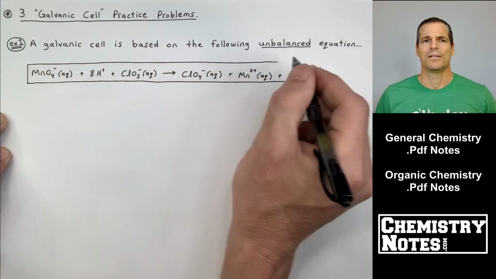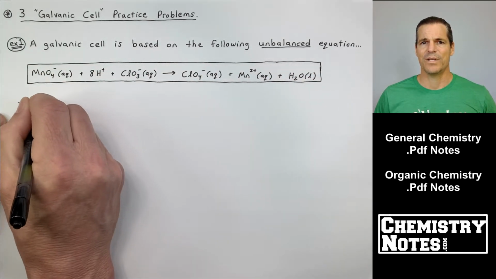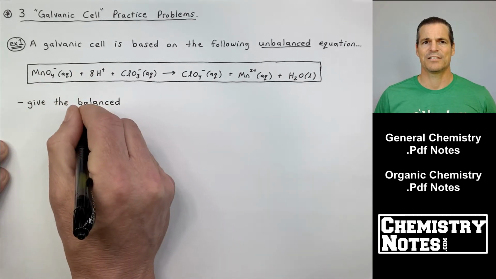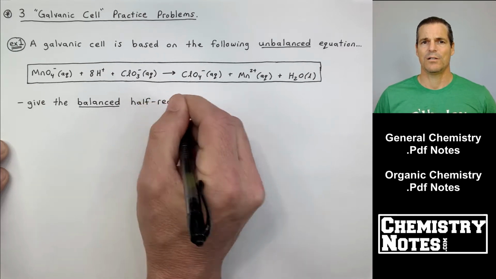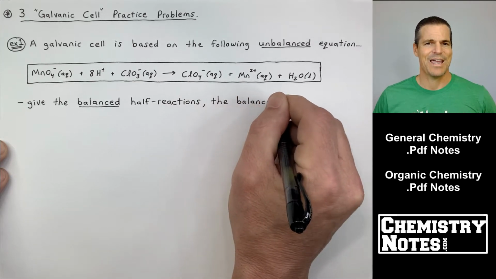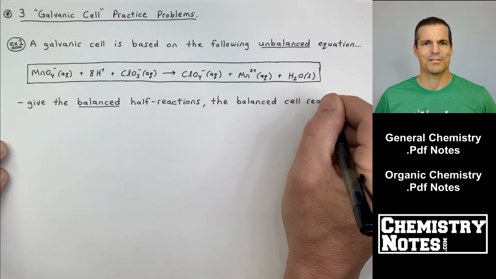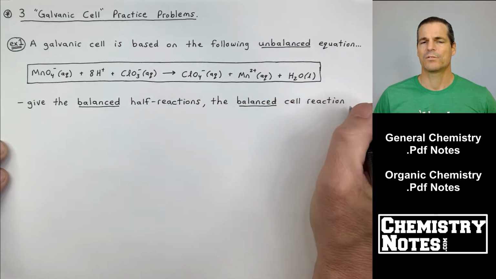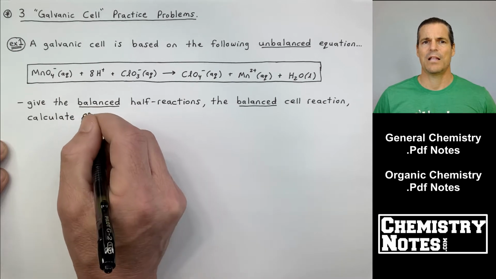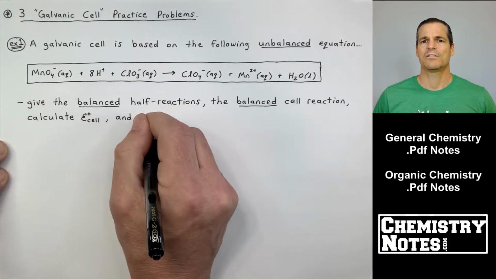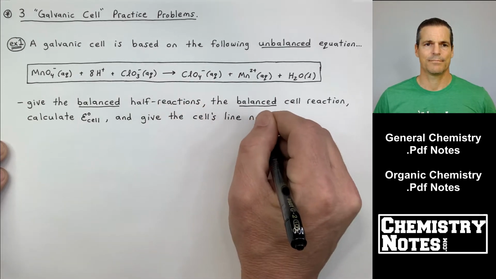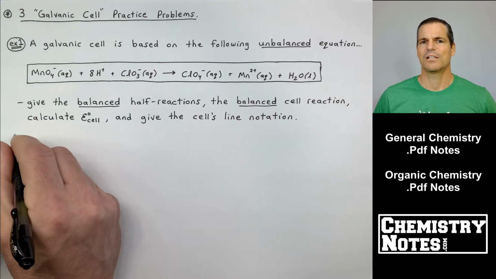All right, example 1. A galvanic cell is based on the following unbalanced equation: MnO4 minus plus 8H plus plus ClO3 minus yields ClO4 minus plus Mn2 plus plus H2O liquid. It has that redox reaction look to it. It is, of course, a redox reaction. And we are asked to do the following: give the balanced half reactions, the balanced overall cell reaction, calculate standard E cell, and give the cell's line notation.